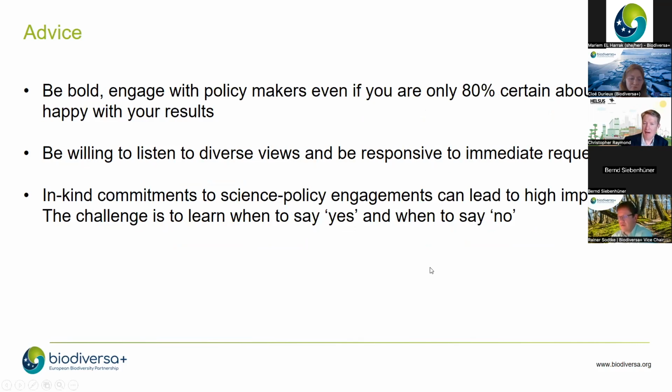So in my advice, be bold, engage with policymakers, even if you're only 80% certain about or happy with your results. Be willing to listen to diverse views and be responsive to immediate requests. And in-kind commitments to science policy engagements can lead to high impacts. The challenge is to learn when to say yes and when to say no. A lot of people told me, don't accept the eclipse request a number of years ago, but I must say it was one of the most fulfilling and most impactful events of my life.